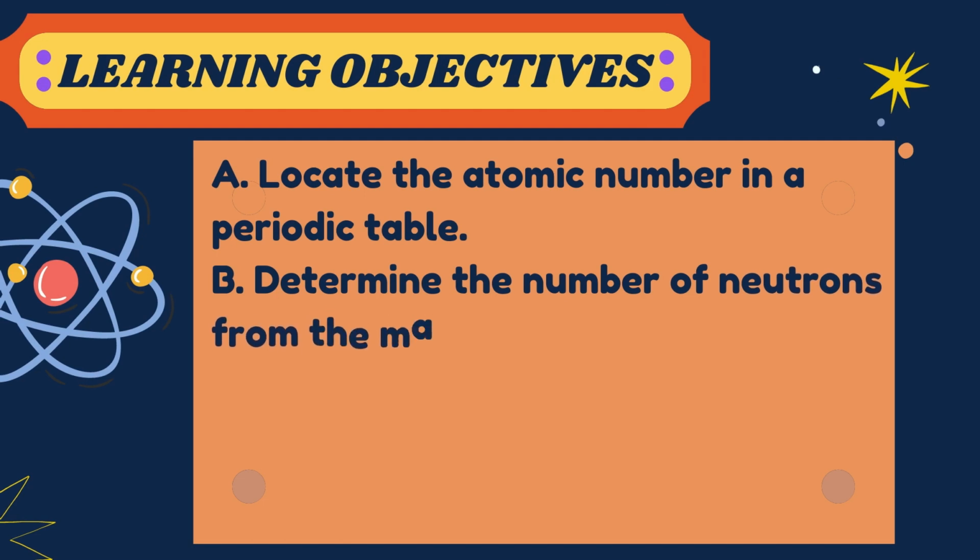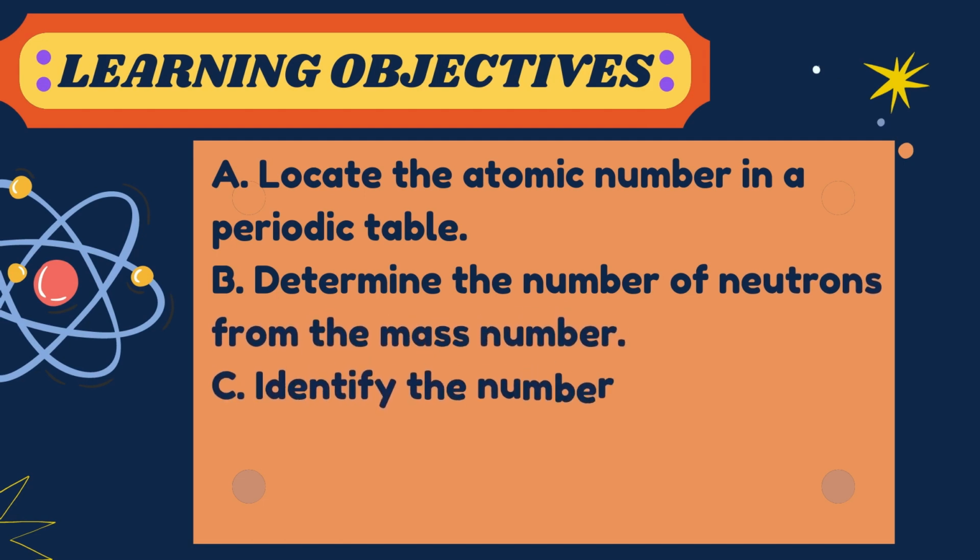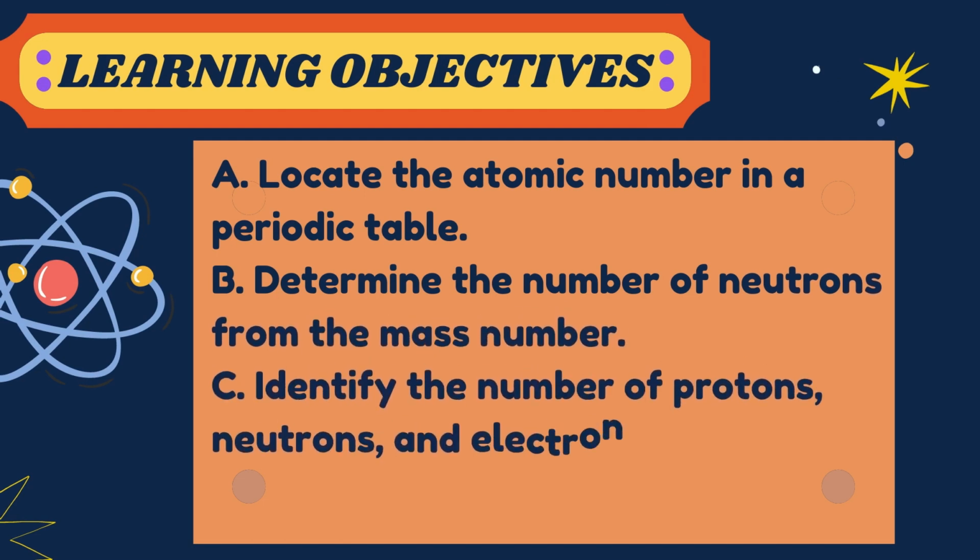A. Locate the atomic number in a periodic table. B. Determine the number of neutrons from the mass number. C. Identify the number of protons, neutrons, and electrons in a particular atom.